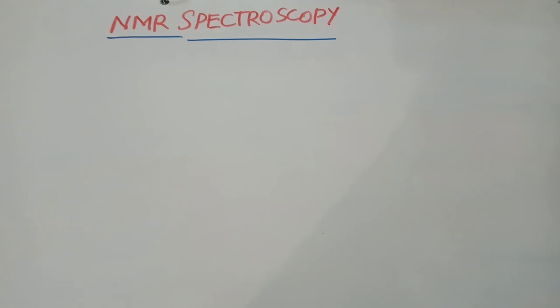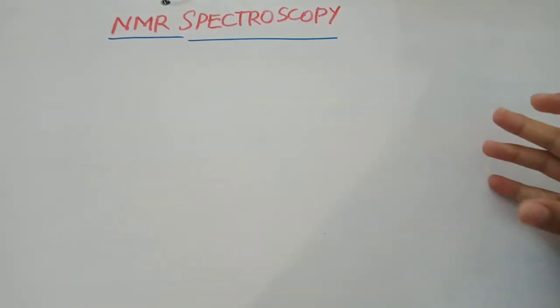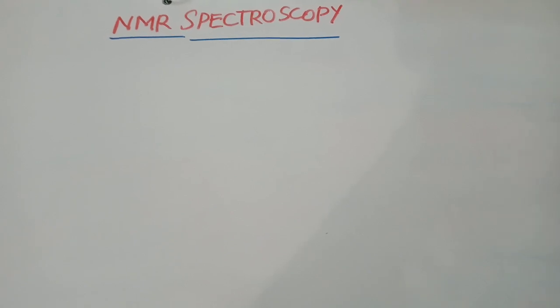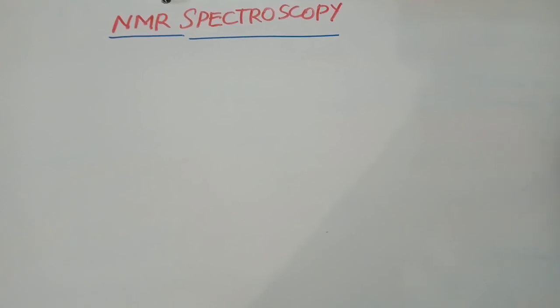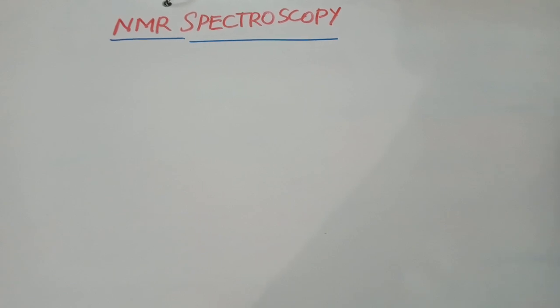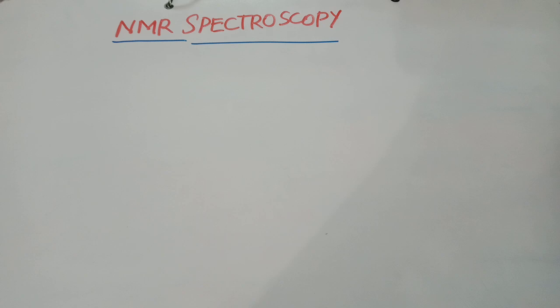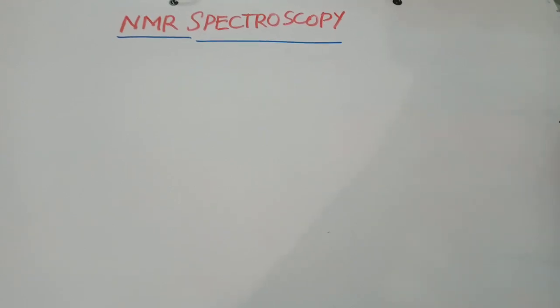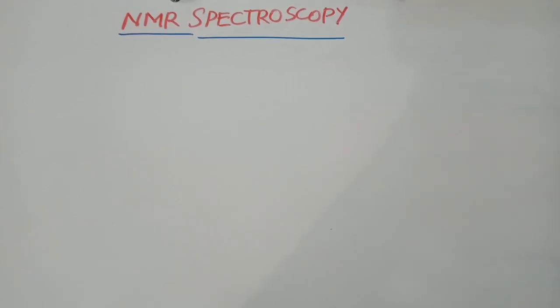And we'll see how to solve the combined examples of NMR spectroscopy, including IR spectroscopy, mass spectroscopy, UV spectroscopy, HMQC NMR spectroscopy, HMBC NMR spectroscopy, hydrogen COSY, and all of the related NMR spectroscopy techniques. So firstly, let us start with the introduction of NMR spectroscopy.